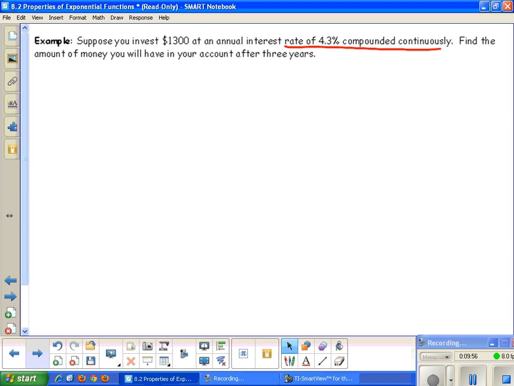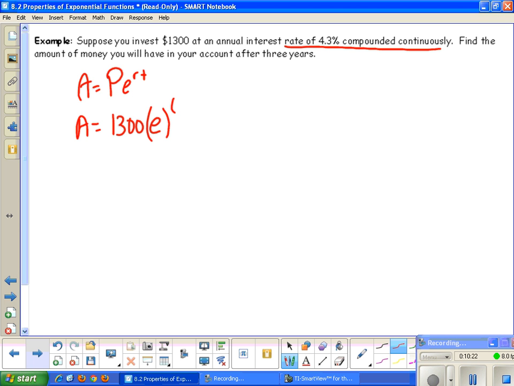Find the amount of money you'll have in your account after 3 years. So for this equation, since it says continuously compounded, we use A equals P e to the rt power. So A is equal to our initial amount, which is $1,300, times e to the, and you have to write 4.3% as a decimal, so moving it over 2 places, 0.043, times our time, which in this case is 3 years, so times 3.